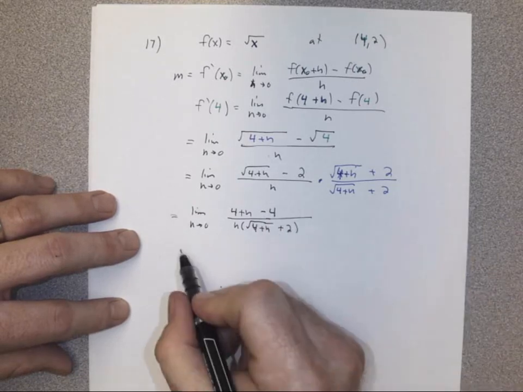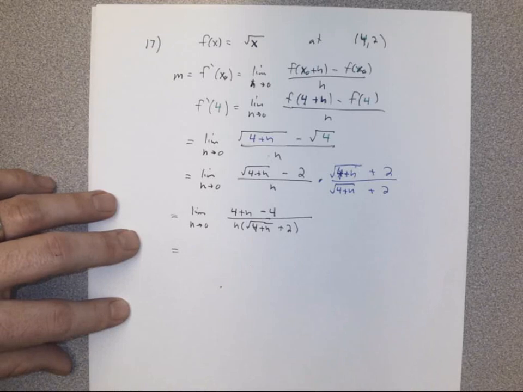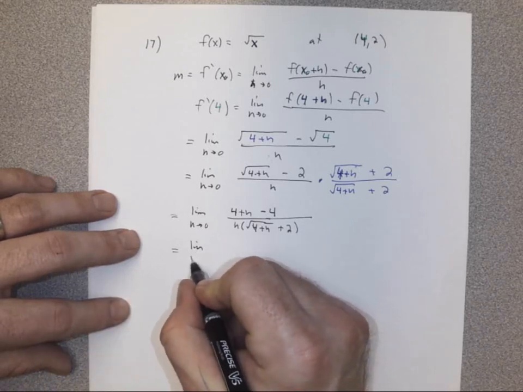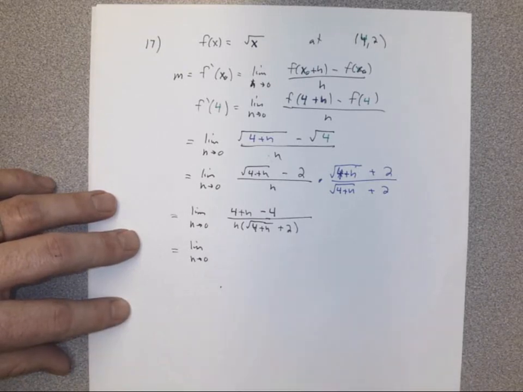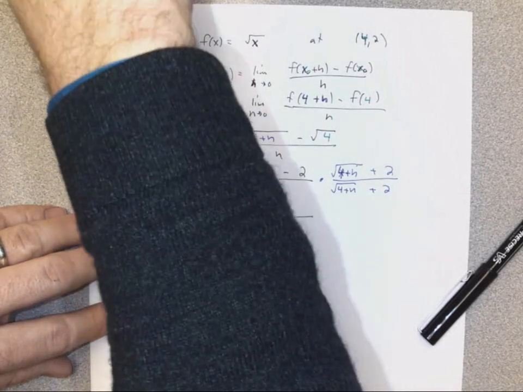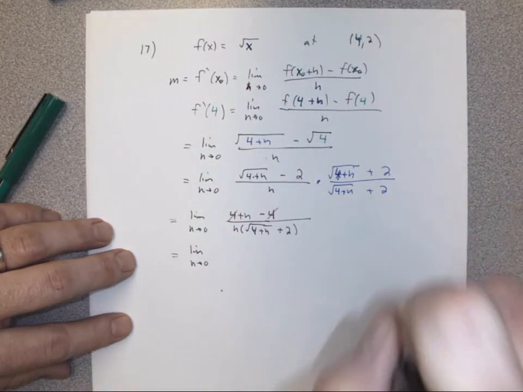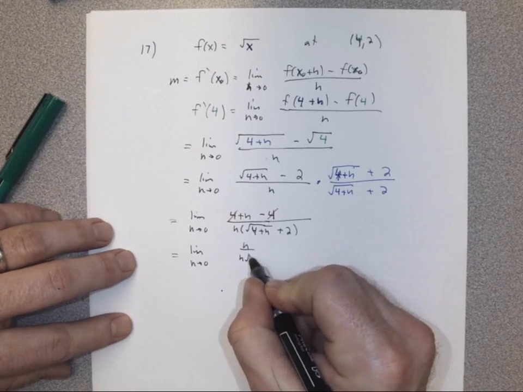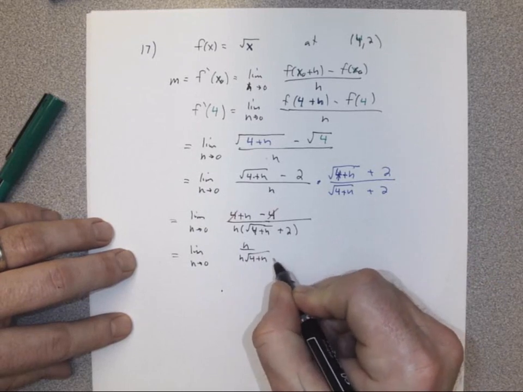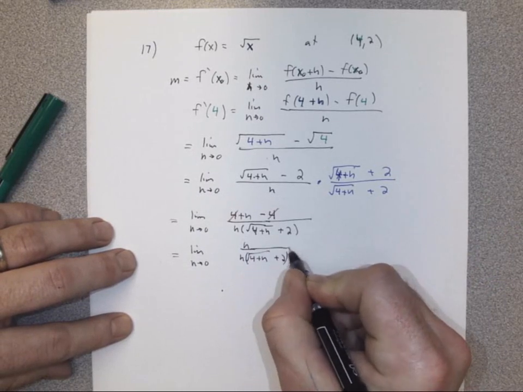Okay. What's nice is once you simplify, everything in the numerator that doesn't have an h eventually goes away, right? That's kind of the goal, because I'm trying to get rid of this h on the bottom. And we can see that the 4s go away. 4 minus 4. So you're going to get h all over h times the square root of 4 plus h plus 2 quantity. There we go.